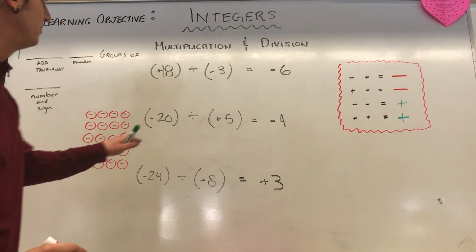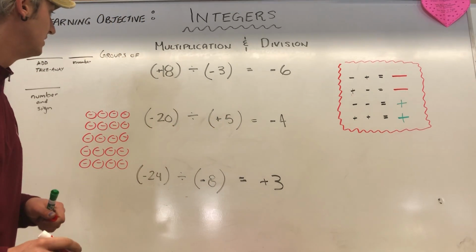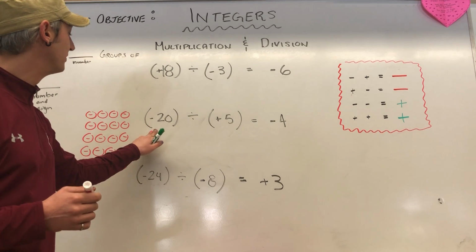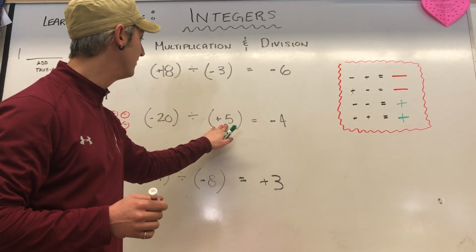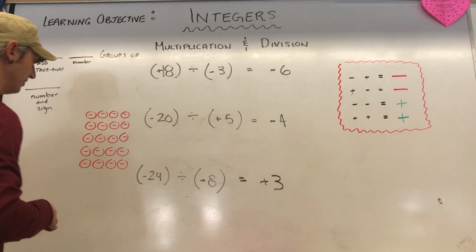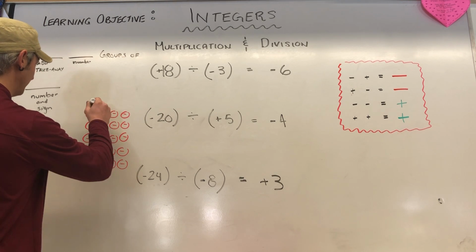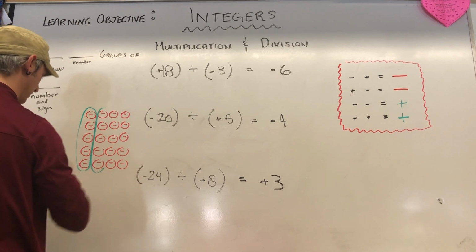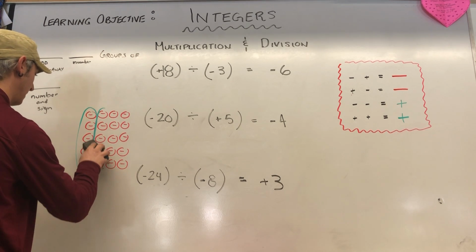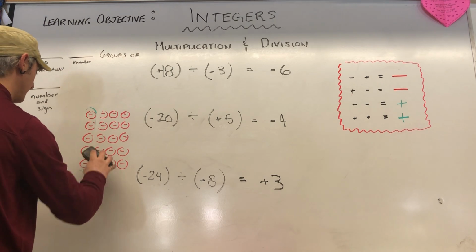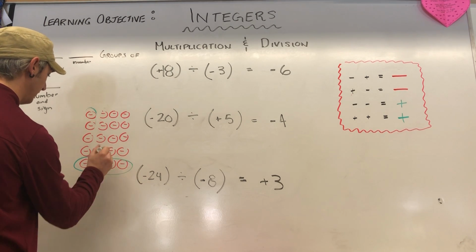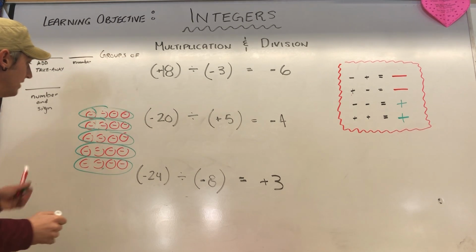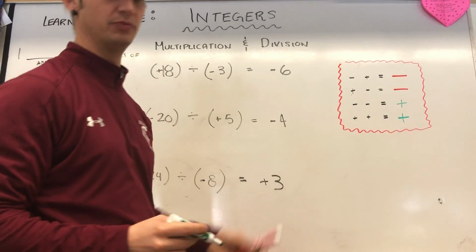And I'm going to split it up into 5 even groups. I'm going to take negative 20 and split it up into 5 groups, positive 5 groups. So 5 equal groups. And I can find that I have negative 4 in each group.